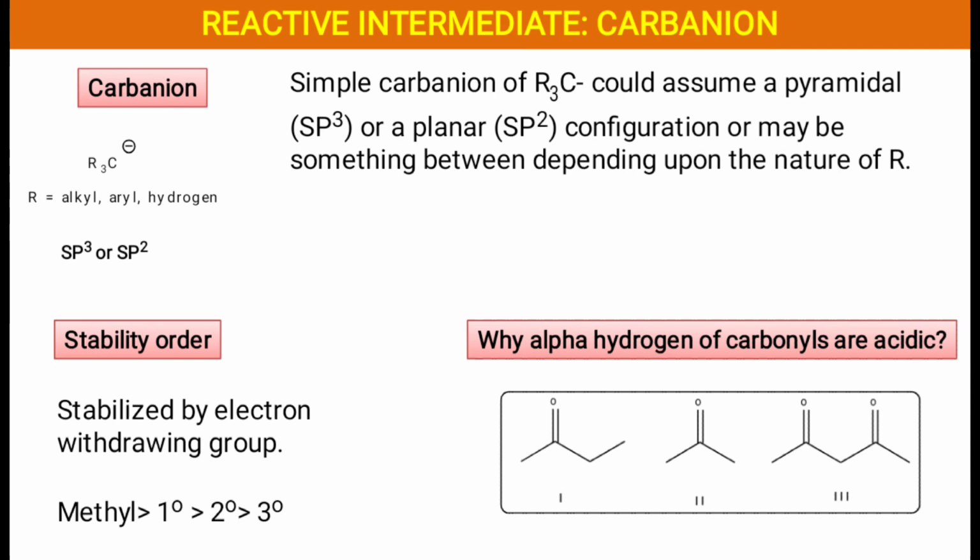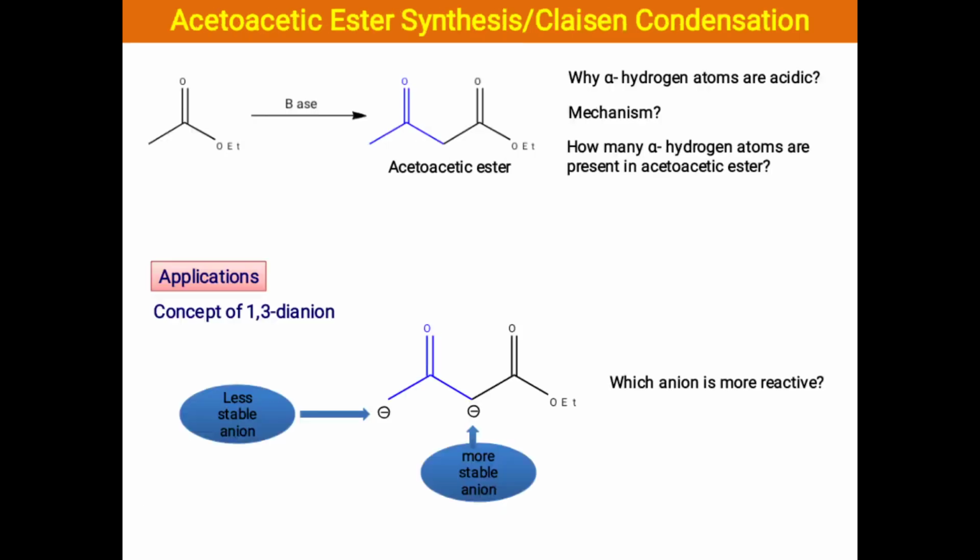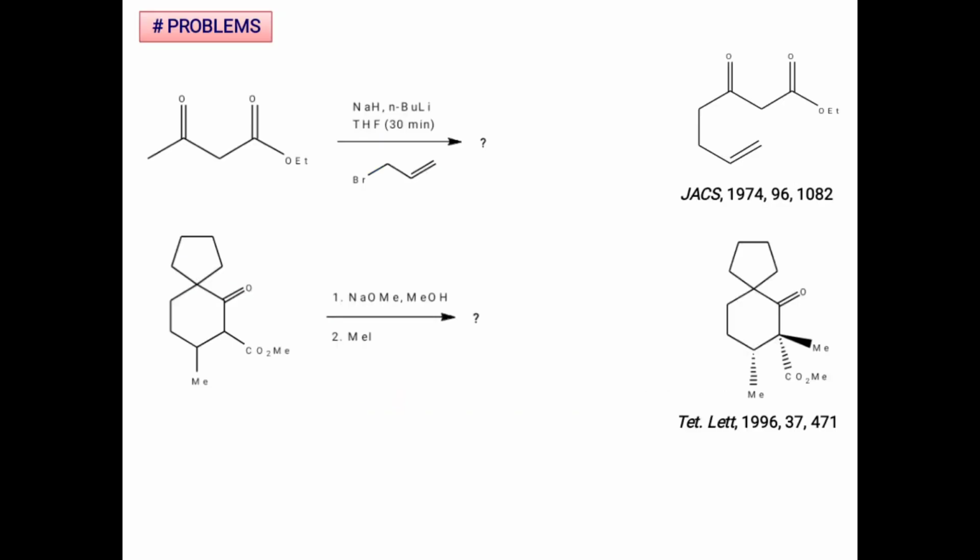A simple carbanion R3C- could assume a pyramidal sp3 or a planar sp2 configuration, or maybe something between, depending upon the nature of R. The stability order of carbanions is stabilized by electron-withdrawing groups. So methyl is greater than primary is greater than secondary is greater than tertiary. It depends upon the nature of R. These are all the examples of carbanion reactions.